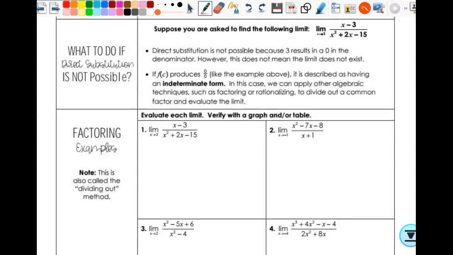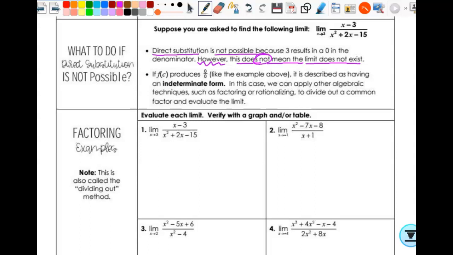It says, suppose you're asked to find the following limit. The limit as x approaches 3, this right here. If I substitute in 3, I'm going to get 0 over 0. And so that's a bad thing. So it says direct substitution is not possible because 3 results in 0 in the denominator. However, this does not mean that the limit does not exist. All right, so if you do direct substitution, you get 0 over 0, doesn't mean it doesn't exist. We saw that with the graphs.